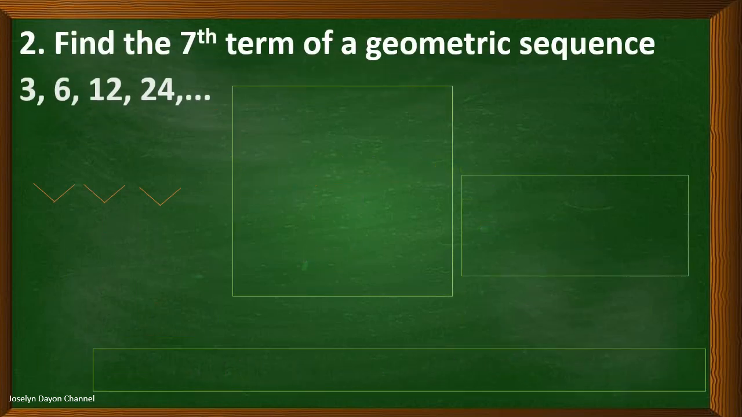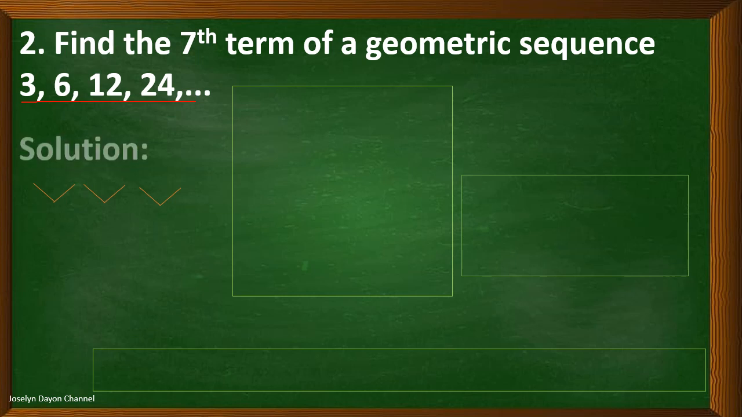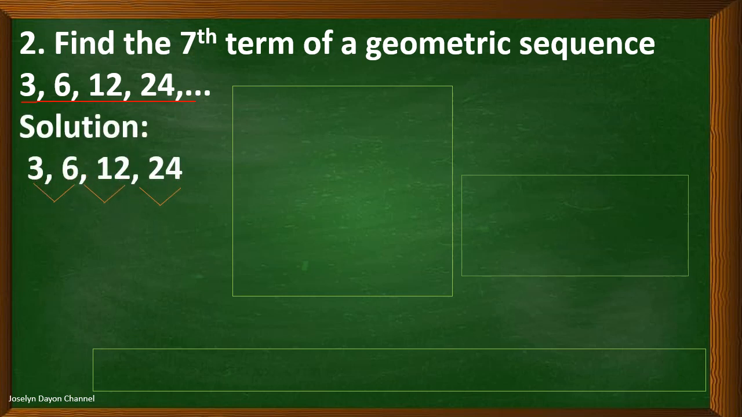Now, let's consider the second example. Find the seventh term of a geometric sequence 3, 6, 12, 24, and so on. So, for our solution, we have to solve first for the common ratio. Same process. We have to divide a term by its preceding term. So 6 divided by 3 is equal to 2.